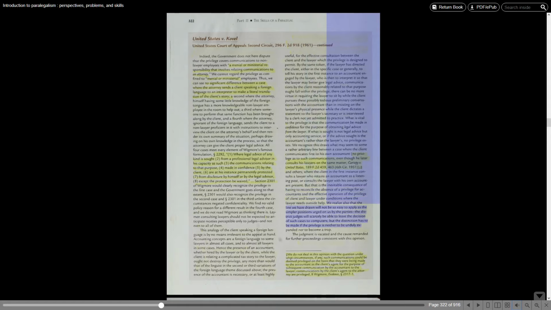We realize also that the line we have drawn will not be so easy to apply as the simpler positions urged on us by the parties.